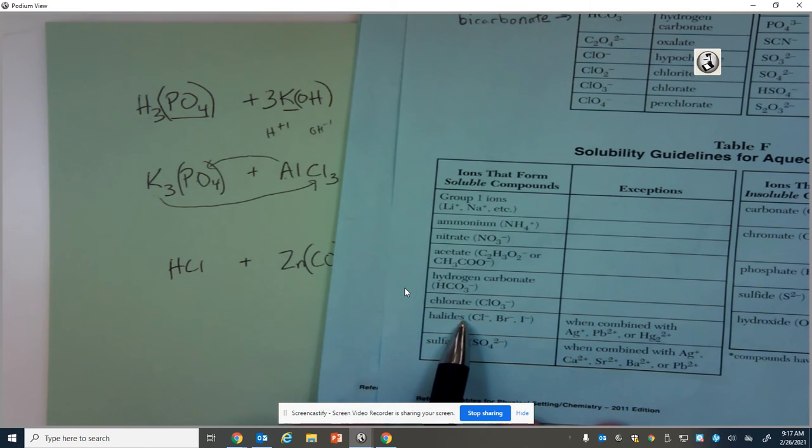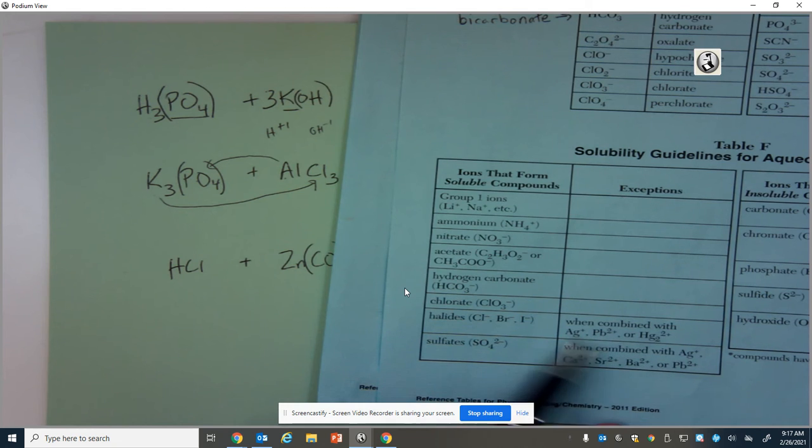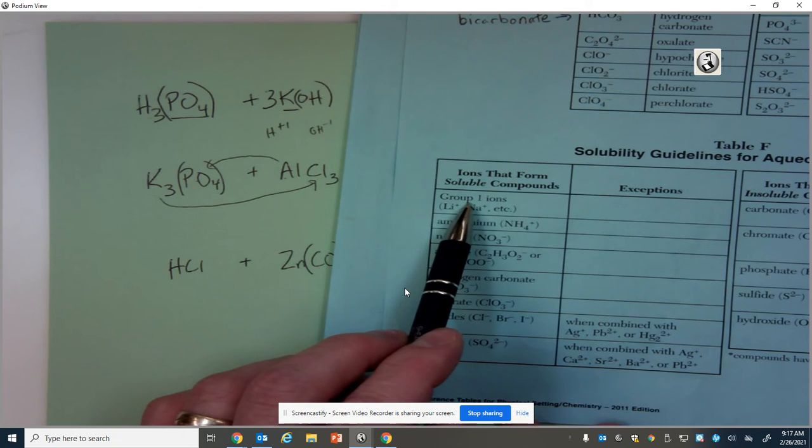HCl, all right, all chlorine compounds are soluble except with those things. H is not an exception. H is also a group 1 ion, so HCl is definitely soluble.